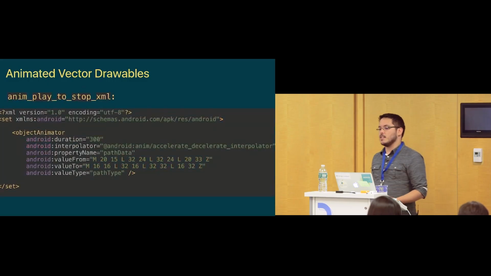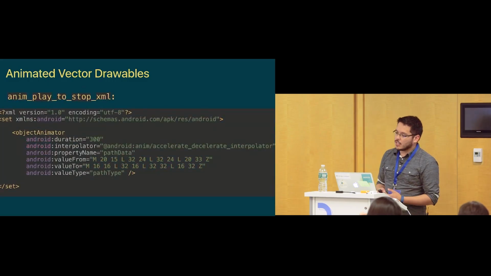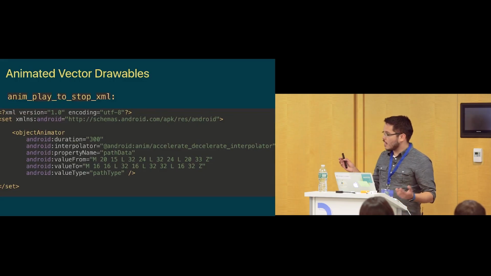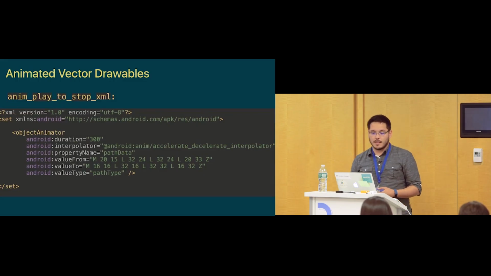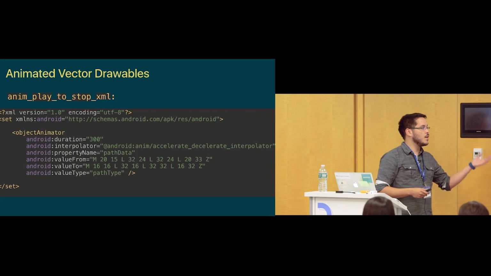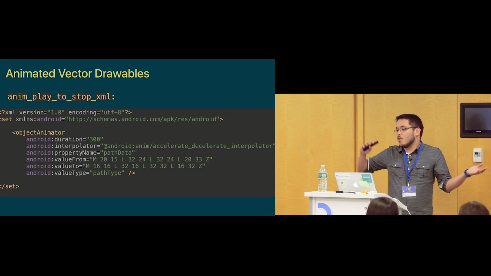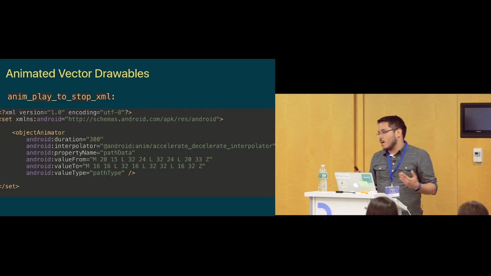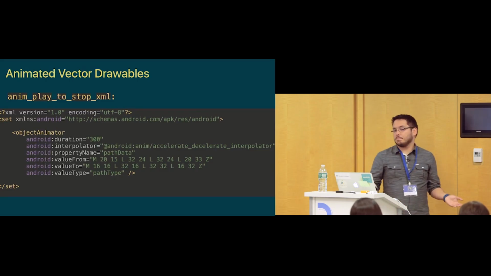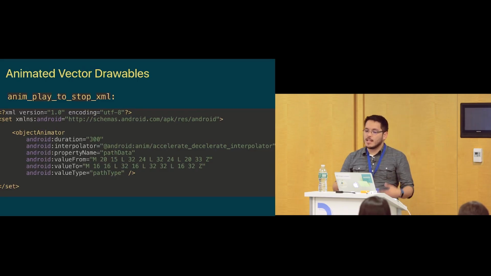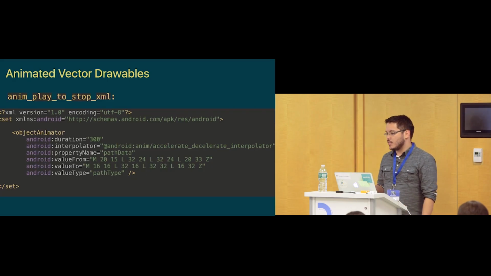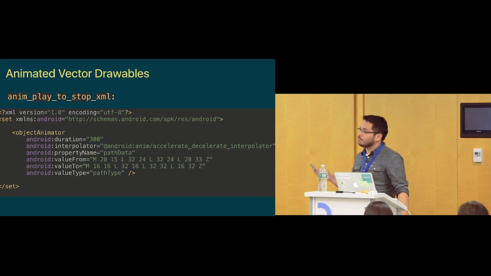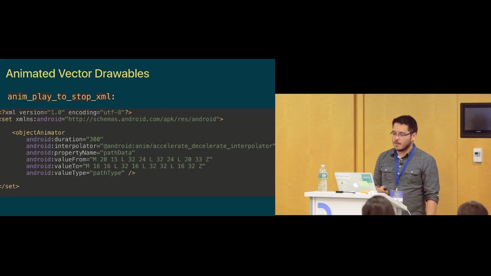So I can do my object animator, and I can easily say, look, it's going to last 300 milliseconds. I want you to use accelerate and decelerate, and I want the values from these commands to go to those commands. And because I have the same amount of commands, Android is just going to make it go from one value to the other, and the animation is going to happen. All I have to do is say that my animation type is a value, it's a path type, and everything is going to work.